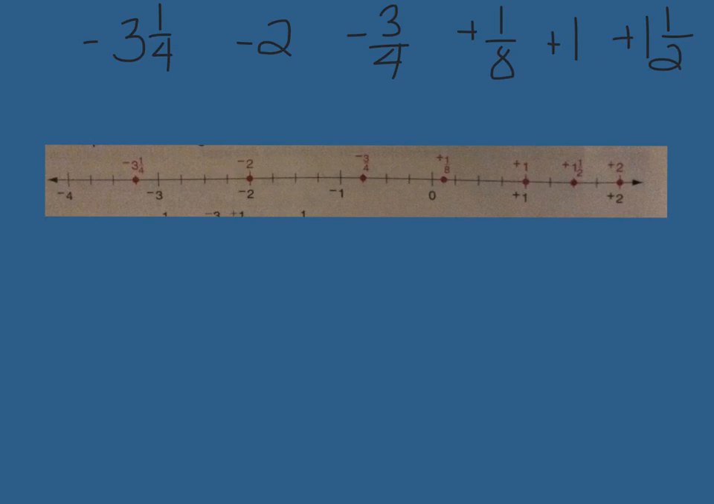So the numbers negative 3 1/4, negative 2, negative 3/4, positive 1/8, positive 1, positive 1.5, as well as positive 2, these are all rational numbers. 0 is also a rational number. It's right here on our number line. So a rational number, remember, is a number that can be written in the form of a fraction. So these are already fractions. We can write negative 2 as a fraction. We could make that negative 2 over 1. We can also do this as a fraction. Positive 1 over 1 equals 1, and that's written as a fraction.